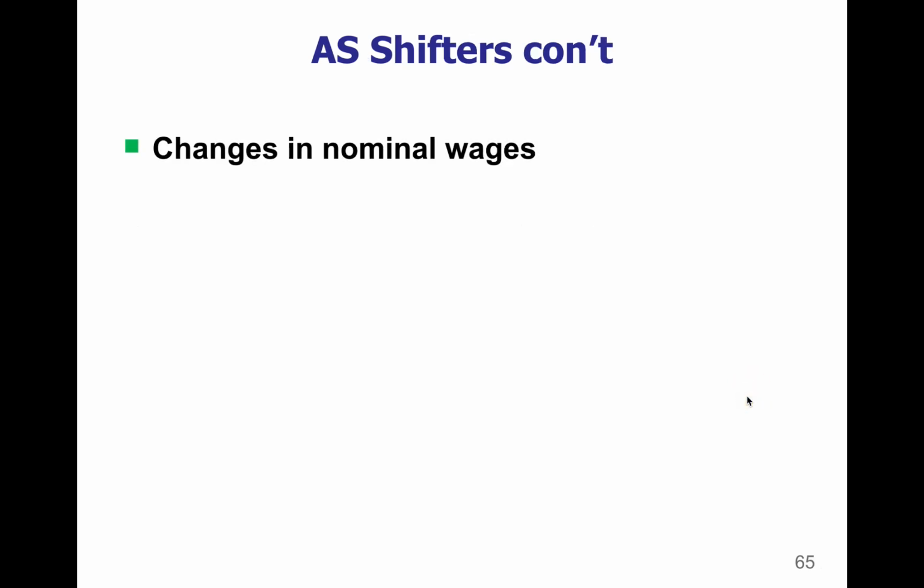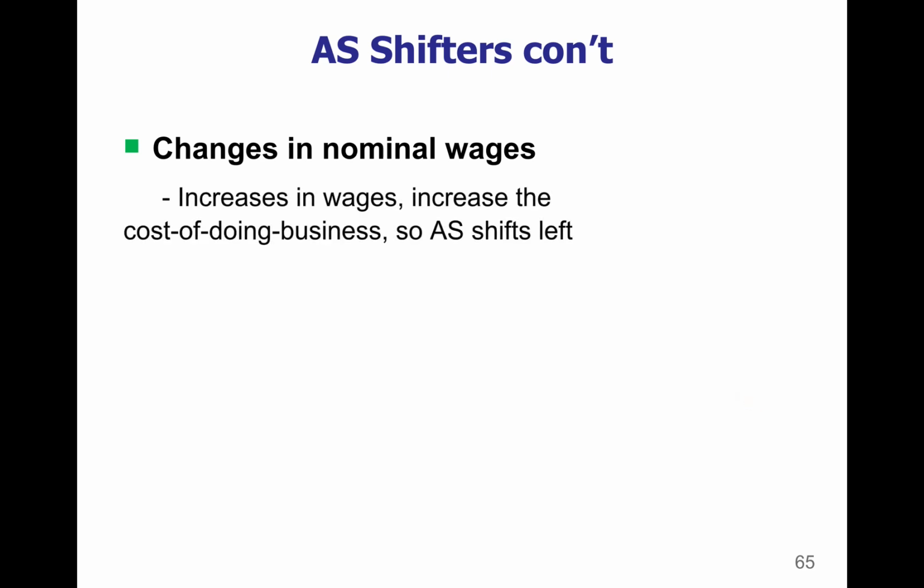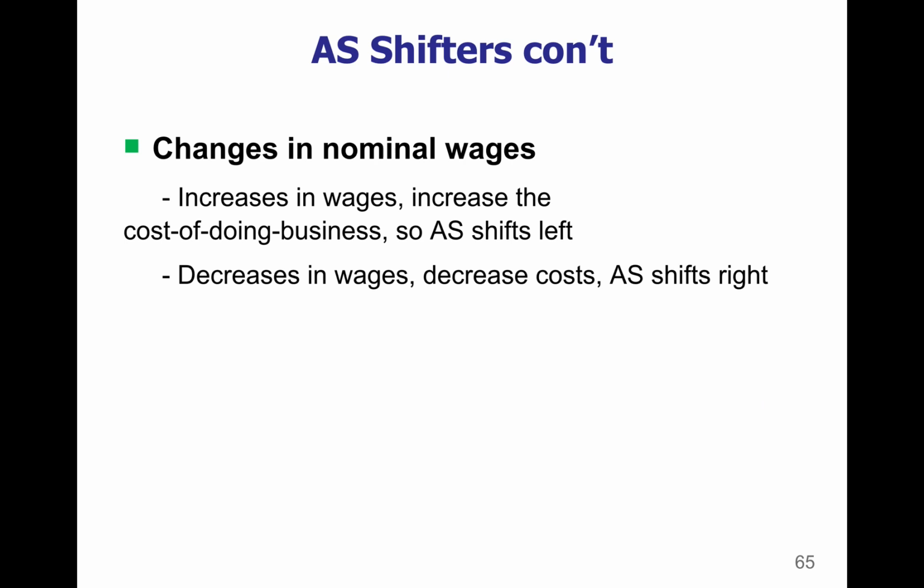Other aggregate supply shifters, changes in nominal wages. So nominal wages are the wages that businesses pay their workers, which is part of labor. So if you decide to increase workers' wages, that means it's going to be more expensive input, and aggregate supply shifts to the left. If you cut people's wages, that's going to decrease your costs, and aggregate supply will shift right. The last one is changes in productivity.